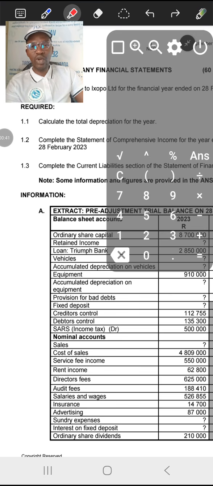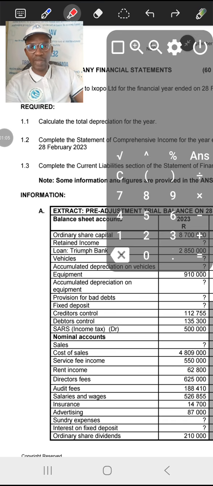Before we go into the details, let me just give you these basics. When we talk about depreciation, we are talking about when an asset is losing value through use. When the business buys an asset that they're going to use in production of income, that asset is going to be used. So when it is being used, it's going to lose value.